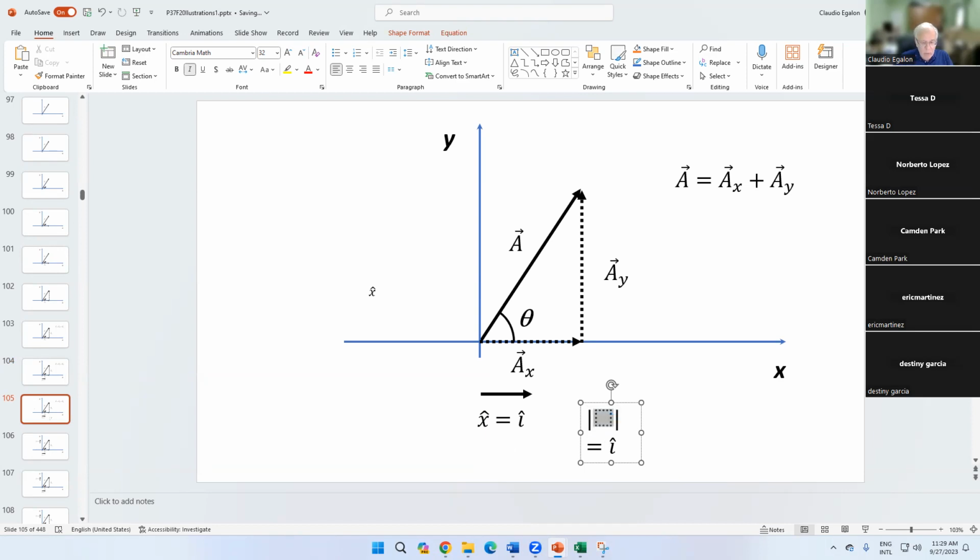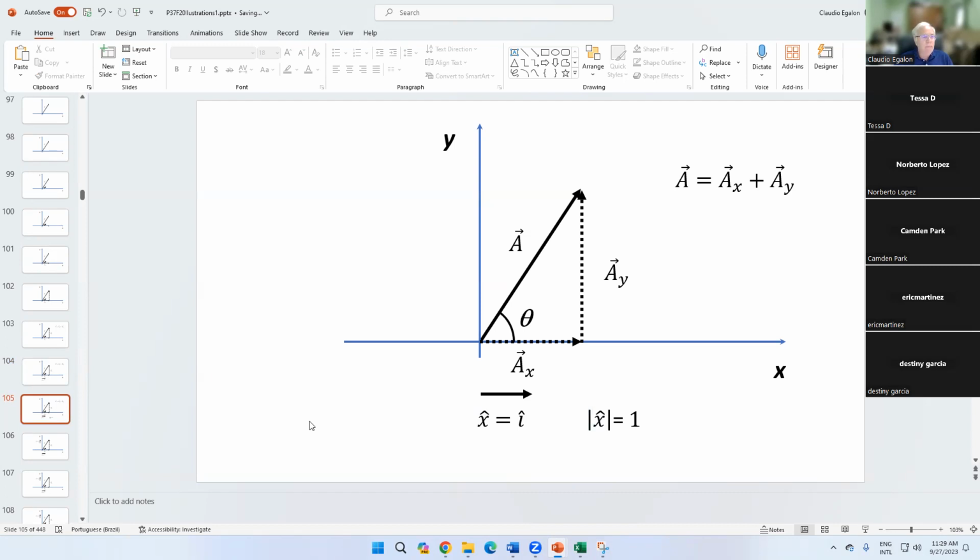Magnitude equal to 1. Magnitude of x hat equal to 1. Unit vector.